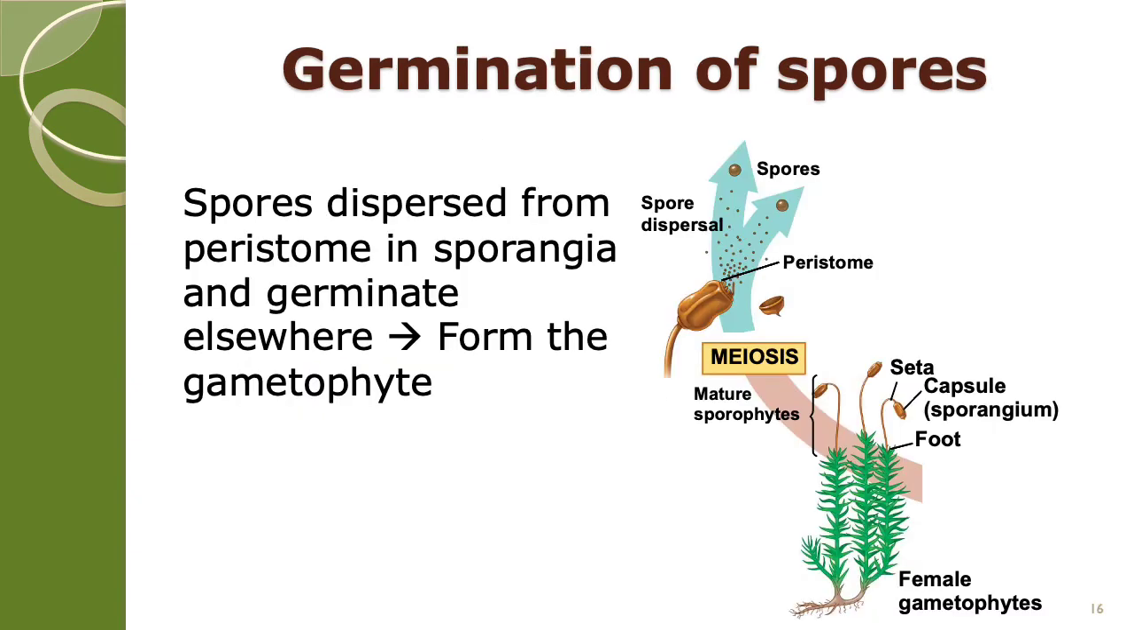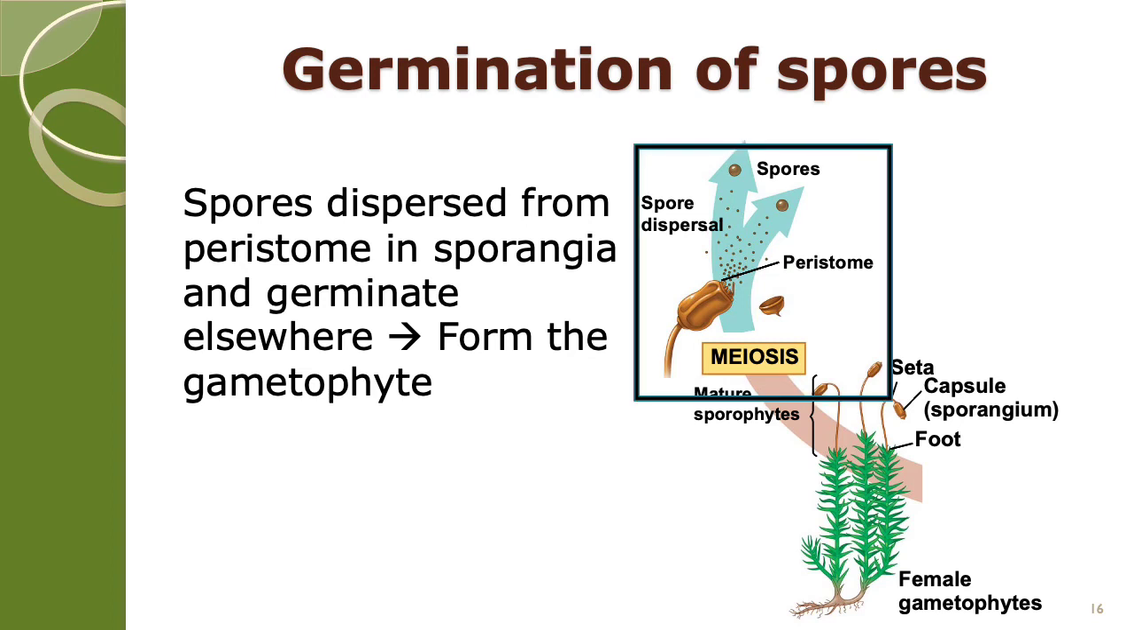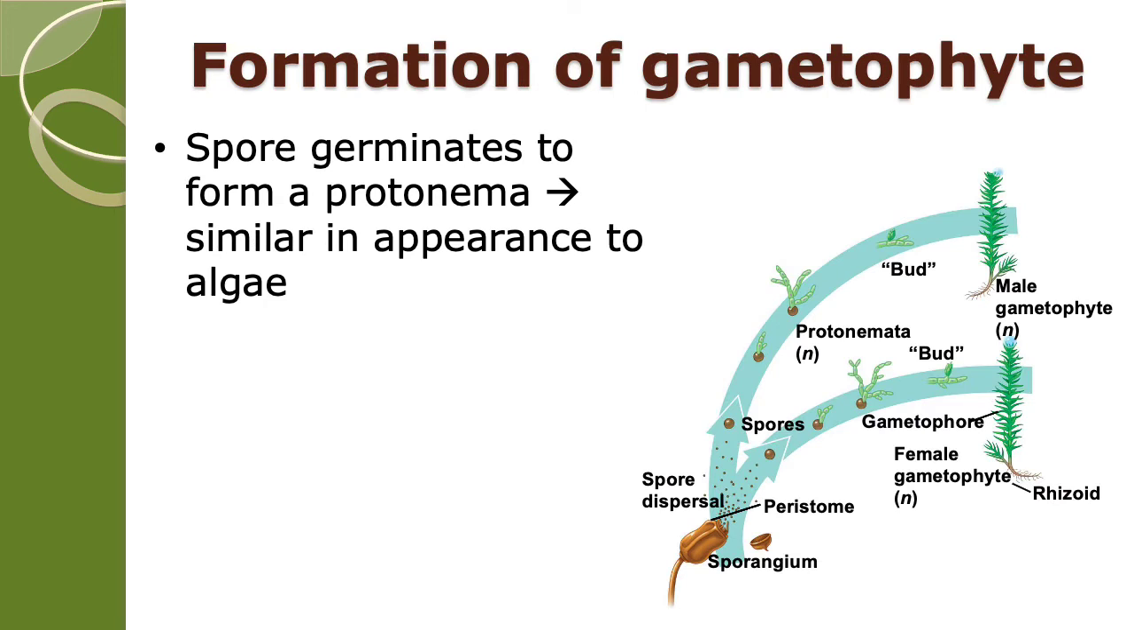Now, once the sporophyte development is complete and the spores have matured, the spores are dispersed from a structure called the peristome that is present in the sporangia, and this aids in the dispersal of the spores. Once the spores have dispersed, they can germinate elsewhere, and when that happens, they form another gametophyte.